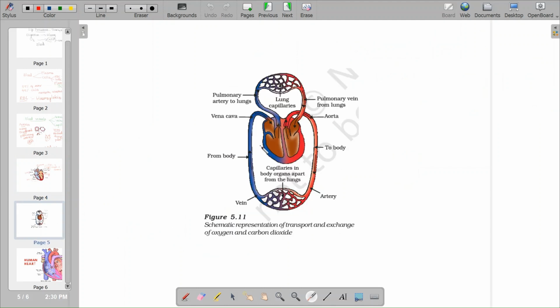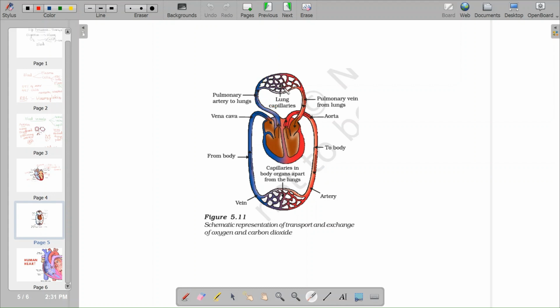And also you have this diagram in your book. It is a schematic representation of transport and exchange of oxygen and carbon dioxide. From the lungs, pulmonary veins bring the oxygen rich blood to the atrium. You can look at the arrow mark. Left atrium is receiving it. Then vena cava brings the deoxygenated blood from all parts of our body to the right atrium. And from the ventricle, the deoxygenated blood is carried by the pulmonary artery to the lungs.